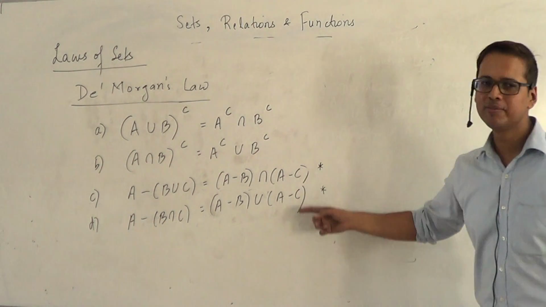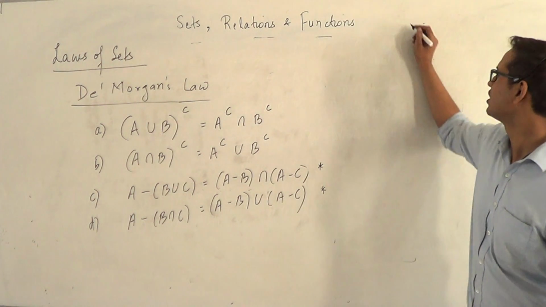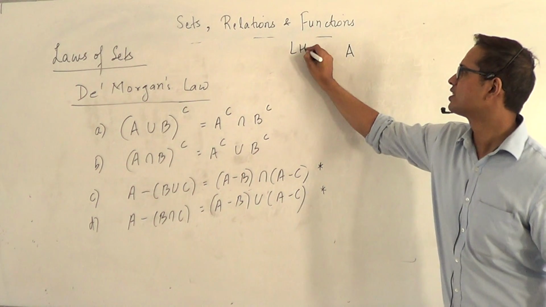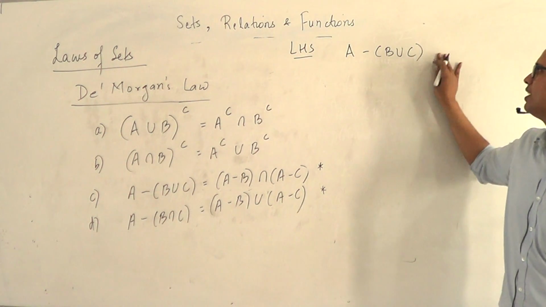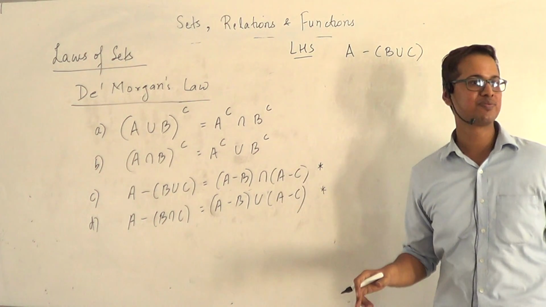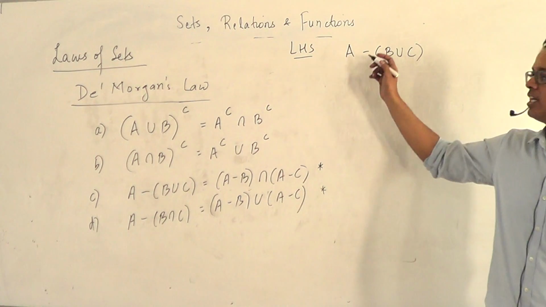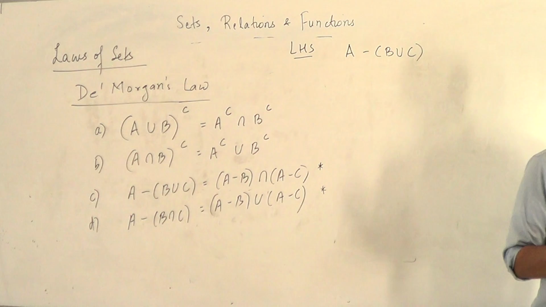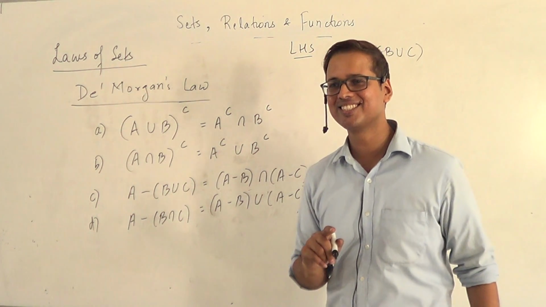If I do C1, you'll be able to do D1 also, right? Okay, start from LHS. Guys, sometimes some problems are very much specific to which side you start. Let me start with the left hand side. Do you recall when I talked about A minus B? I also defined it as A intersection B complement, isn't it?